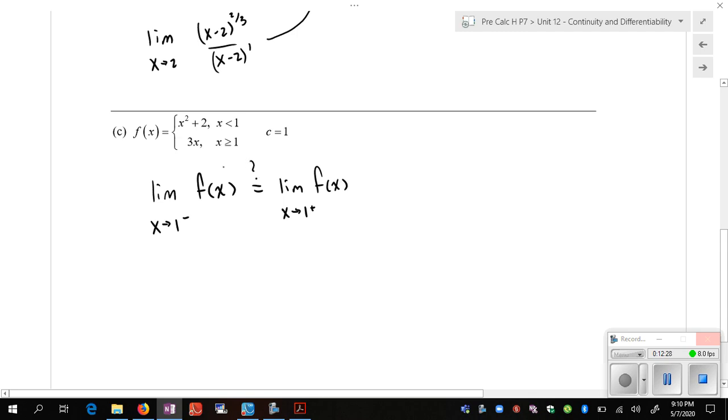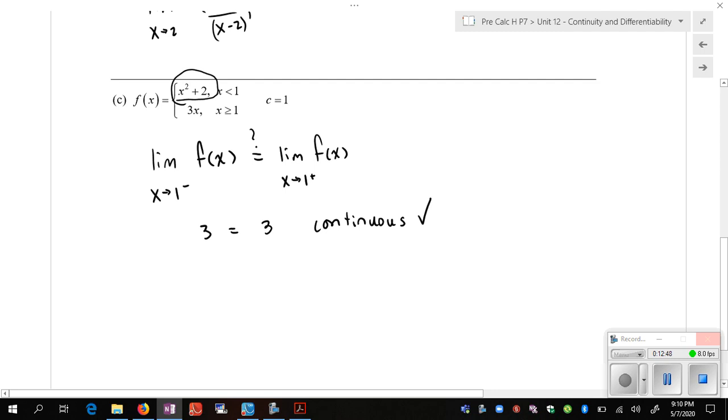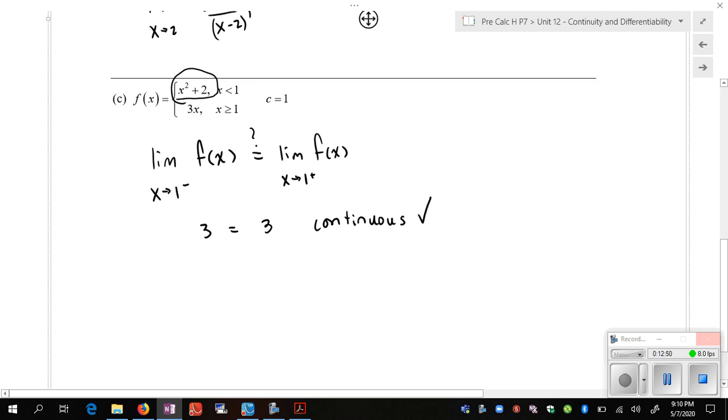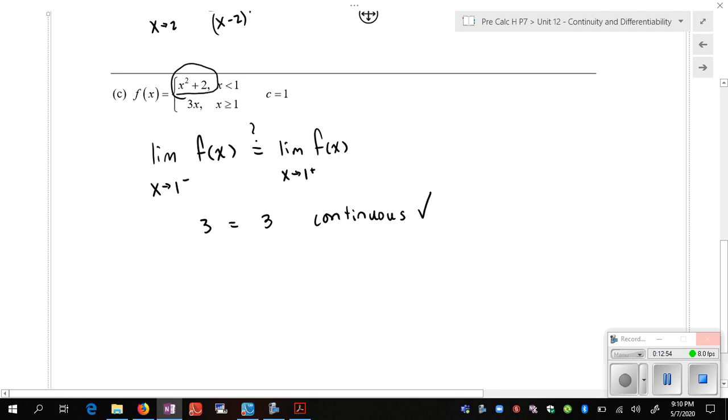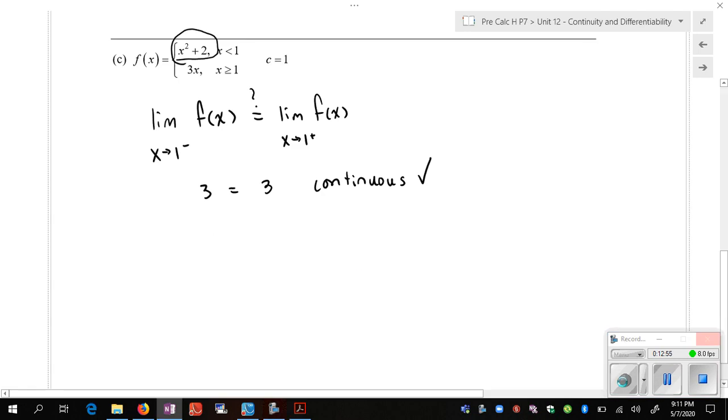If I do the limit as x goes to 1 from the left, I'm plugging in 1 into this piece of the function. And I get 1 squared plus 2, which is 3. And if I plug in 1 into the other piece, I also get 3, so it is continuous. So far we have continuity confirmed. So now we just need to check whether the derivative exists. So the way we're going to do that is by using, again, the alternate form.